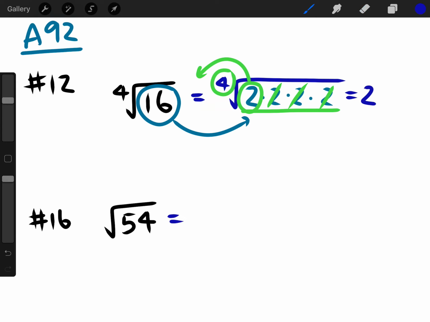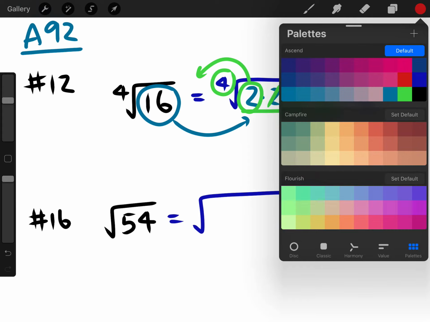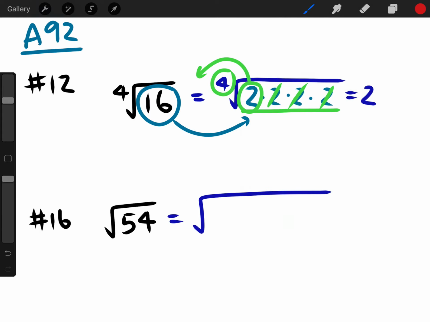So for number 14, you know that this is a square root. Understand that a square root means that there's an invisible 2. You don't need to write this 2, but understand that it's going to be underlining 2 of the same terms, and then circle 1, cancel the other one. All right, so let's write down the factor tree of 54, so we can write the prime factors of 54.